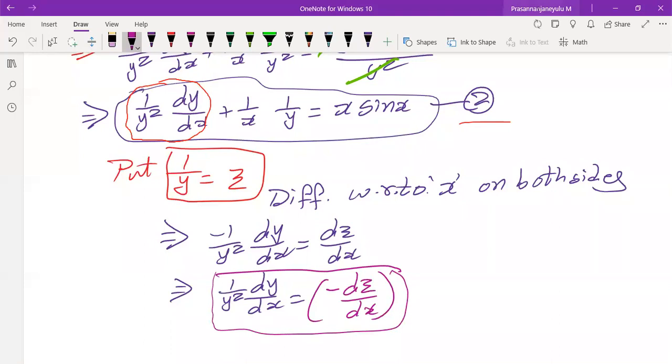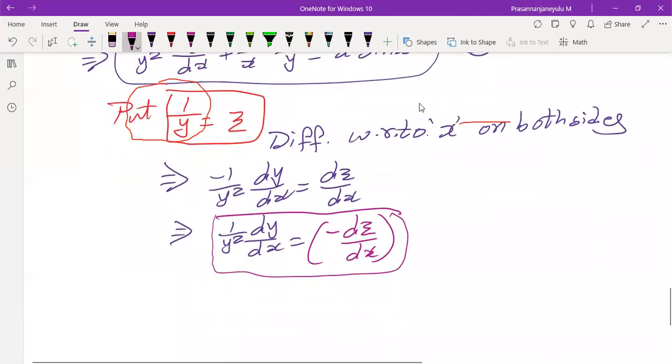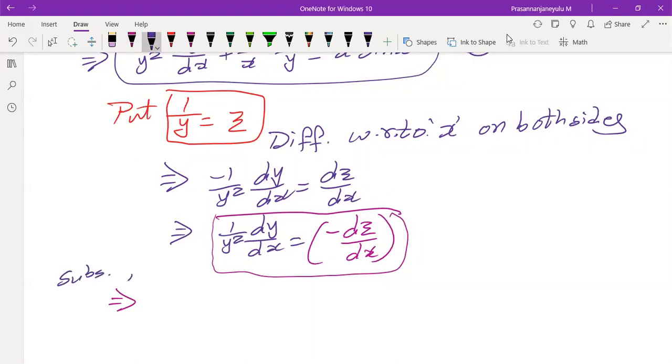Substituting these things in equation number 2. Now, if we substitute, what is going to become? The first term becomes, what is the first term? 1 by y square into dy by dx. It becomes as, okay, I would write, substitute in equation 2.